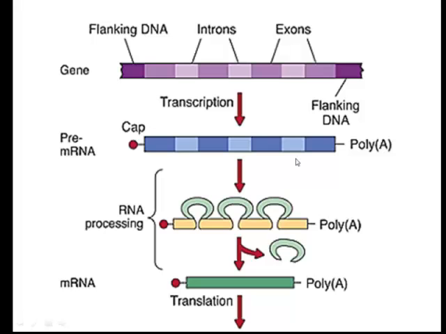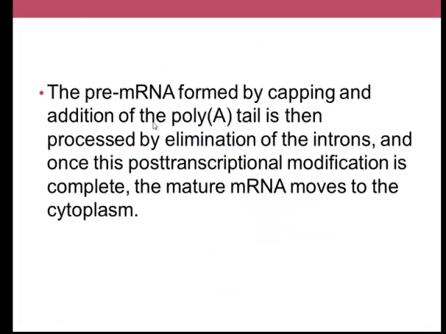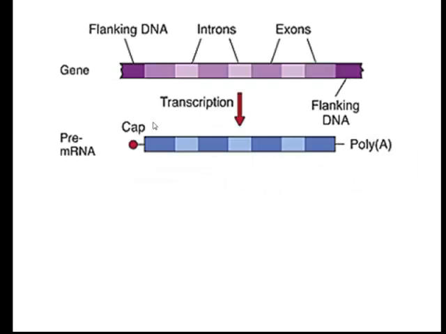Let's come back to the figure again. So we have the cap, important for binding of RNA to the ribosomes, and we have the poly A tail, important for stability of the RNA molecule. The pre-mRNA is formed by capping, so this is the cap to help binding of RNA to ribosomes, and this is the poly A tail at the 3' end, so this is the 5' end and this is the 3' end. The poly A tail is important for stability of the molecule.